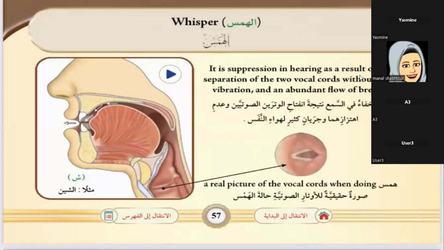So the Sheikh is saying that whisper is a suppression in hearing as a result of the separation of the two vocal cords without their vibration and an abundant flow of breath. The disconnect of the vocal cords. A real picture of the vocal cords when doing hams. Pretty neat. At least I think so.